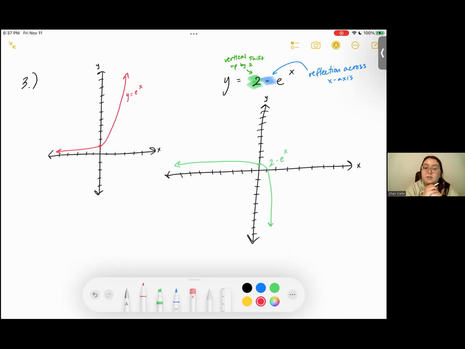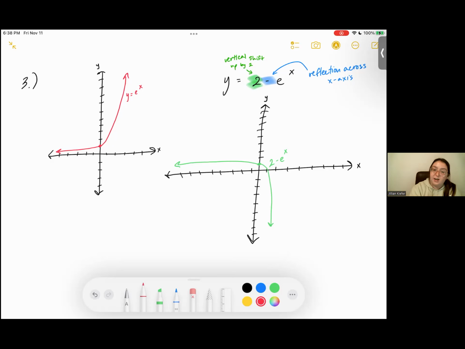So that is what it should look like. Typically, if you have a problem like this, you always want to maybe try to do the reflections first and then any kind of shifting. So in this case, we had that reflection across the x-axis, which flipped it across the x-axis, and then that vertical shift was up, so we moved it up.